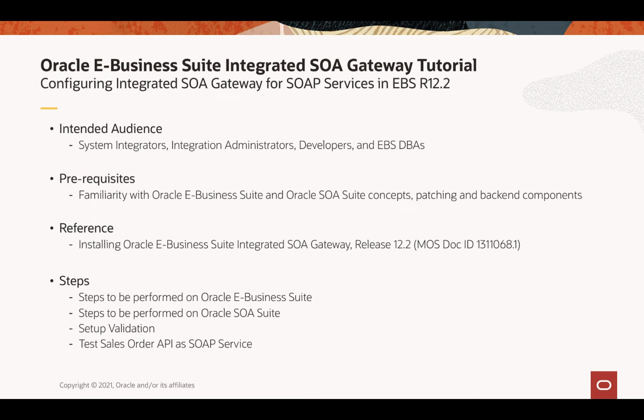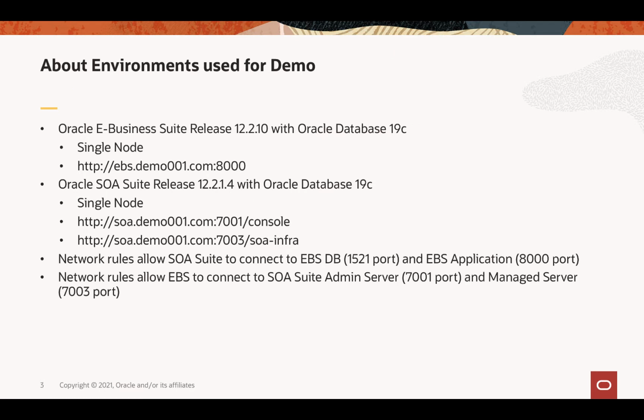I will deploy a sales order API as a SOAP service and invoke the service to create a sales order in eBusiness Suite. For this demo, I have used a single node installation of EBS release 12.10 with a 19c database and a single node instance of SOA Suite release 12.14 with its own 19c database. Both these environments are in the same network and allow network access to EBS database and application ports and SOA Suite's admin and managed server ports.